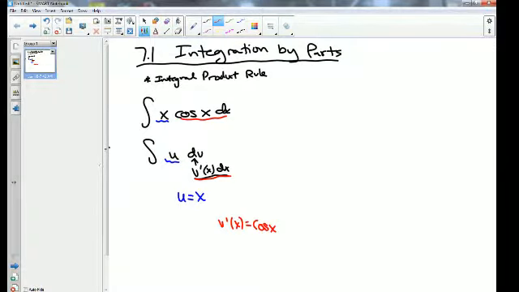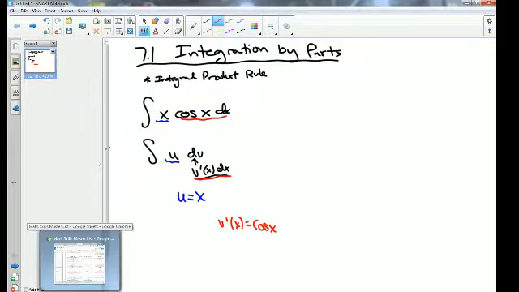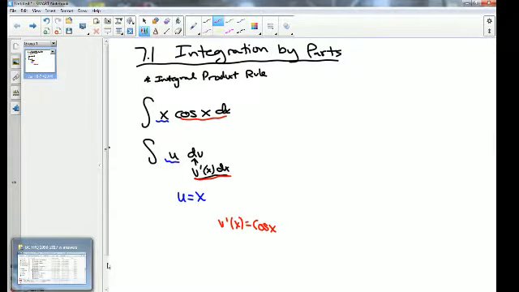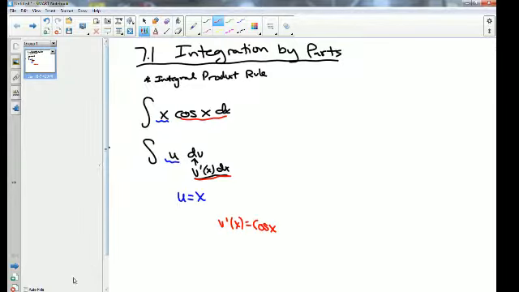Wait, so it matters which one you choose? It does matter, because if you choose these incorrectly, it's going to just create a circular integral that never works out. But if you choose them correctly, and this is the right technique, you're going to get a solution. So how did you figure out which one to choose here? We'll get to that. There's a word that you can use to guide you. It's not perfect, but it can guide you.